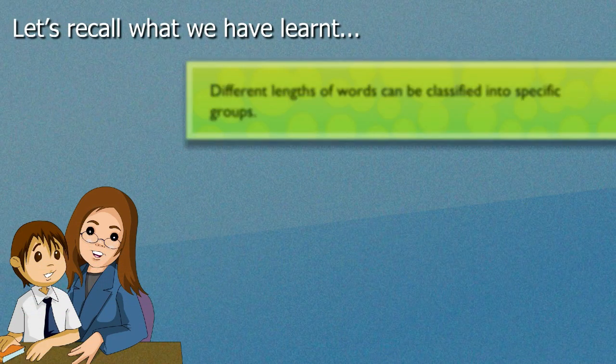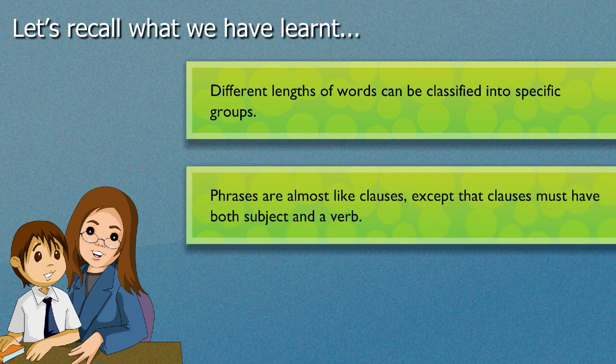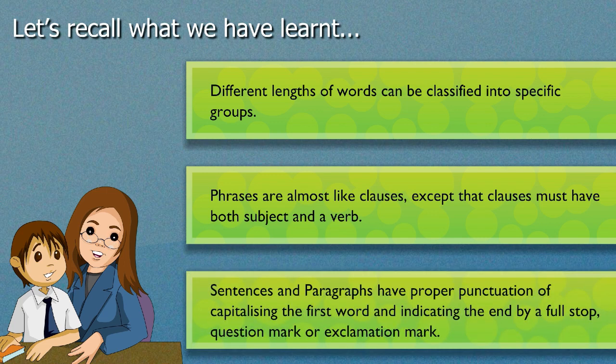Let's recall what we've learned. Different lengths of words can be classified into specific groups. Phrases are almost like clauses, except that clauses must have both subject and a verb. Sentences and paragraphs have proper punctuation of capitalizing the first word and indicating the end by a full stop, question mark, or exclamation mark.